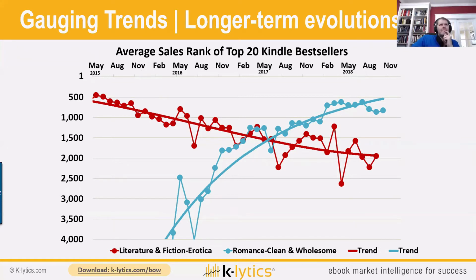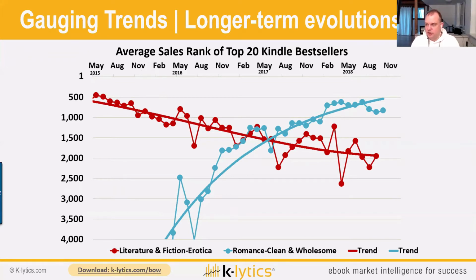So I'm not arguing that you shouldn't write steamy romance. I'm not arguing you should write clean and wholesome. What I'm arguing is that changes in the book market don't happen overnight, and especially not from one hour to the next. What I see many people do is jump onto Amazon, look at a bestseller list and say, oh right, I'm now going to write ketogenic diet books. And that is not how the markets work. They have evolutions over time.